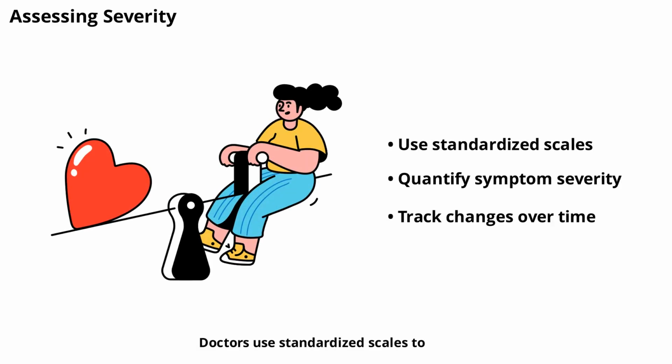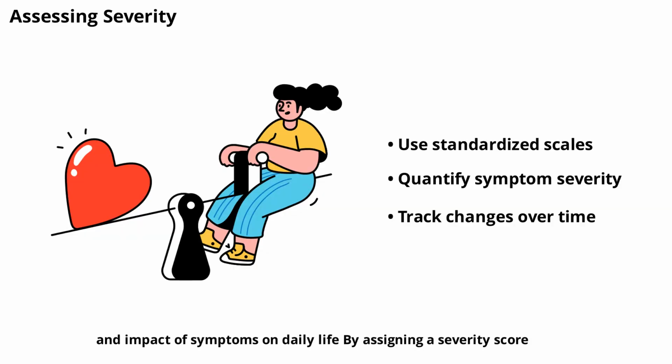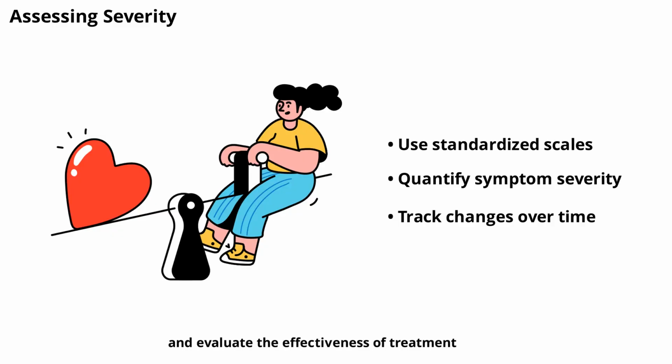Doctors use standardized scales to assess the severity of RLS symptoms. These scales help quantify the frequency, intensity, and impact of symptoms on daily life. By assigning a severity score, doctors can track changes over time and evaluate the effectiveness of treatment. This objective measurement is a valuable tool for both diagnosis and ongoing management.